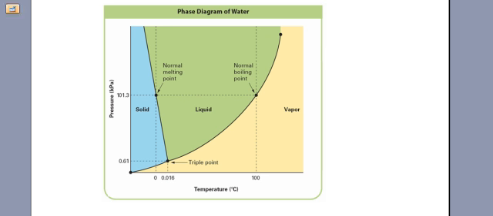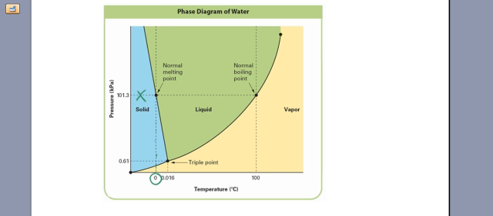So let's pick a point. We're going to pick this particular point right here on the diagram. 101.3 kilopascals is 1 atmosphere of pressure, and that's a normal pressure under normal conditions. And if you notice this particular line right here, this is denoting 0 degrees Celsius. So if you're at normal pressures below 0 degrees Celsius, water anyway will be a solid.